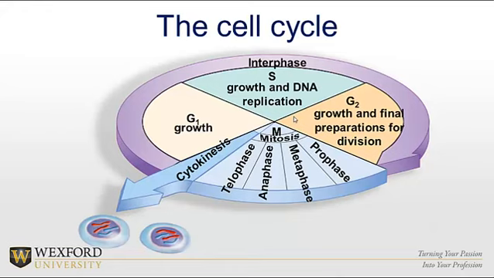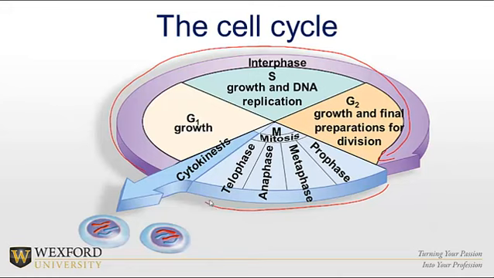Once again, the big ticket item here is interphase most of the time, and then this cell division part is separating out our DNA, which needs to be identical in the daughter cells, and then separating everything else, which is cytokinesis.